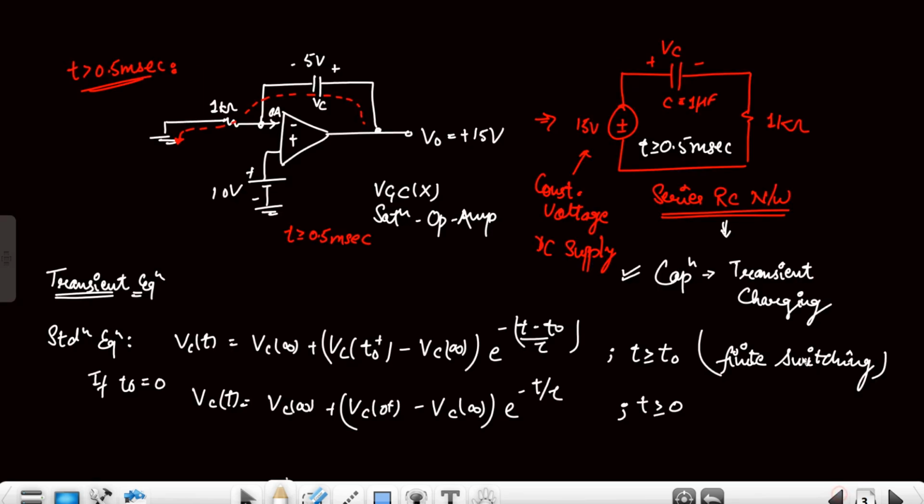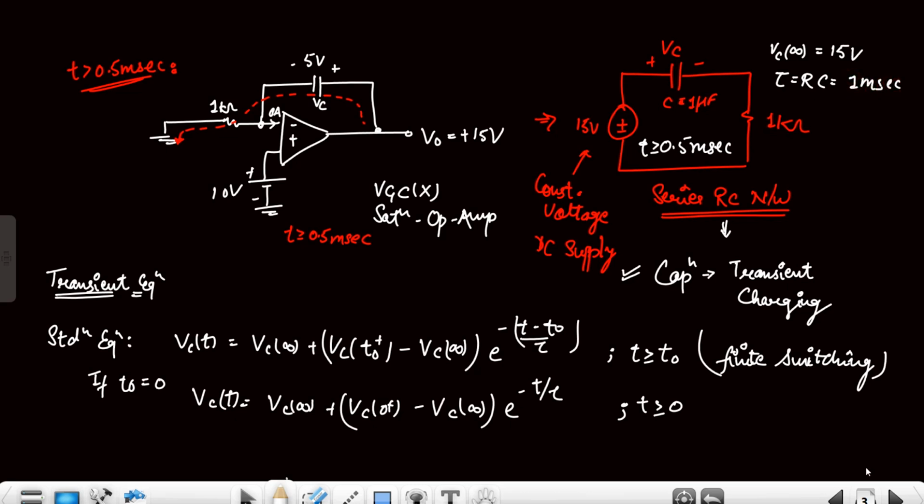Now this VC infinite, when this is a basic series RC network and we analyze the circuit at the steady state, the capacitor is open circuit. So when it is open circuit, its drop will simply be 0 volt and VC infinite will simply be equal to 15 volt, right? And the time constant of a series RC network is RC, because a single resistor and a single capacitor are present, so simply 1 microfarad into 1 kilo ohm, that is 1 millisecond.